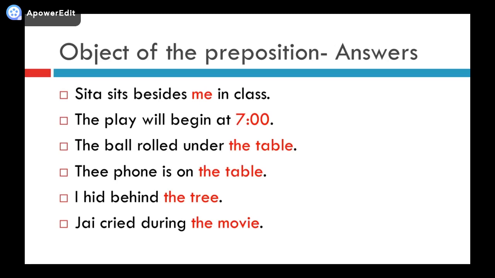Okay. Jay cried during the movie. When did he cry? During. So it is telling you exactly when he cried. When the movie was playing, that time he cried. So during is your preposition, and the movie becomes your object of the preposition. Okay.